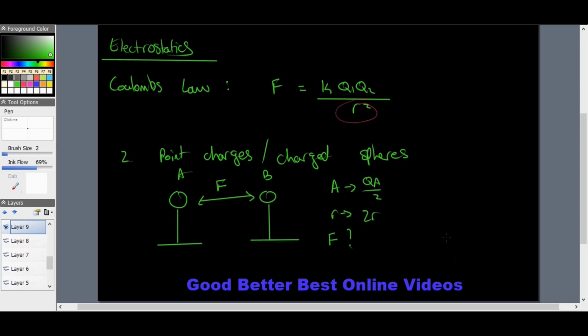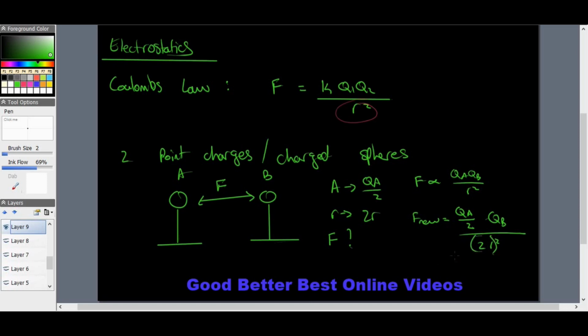Well, first things first, we know that the formula is F equal to QA QB all over r squared. We sub in our new values here. So F new is going to be QA divided by 2 times QB all over (2r) squared, in brackets.